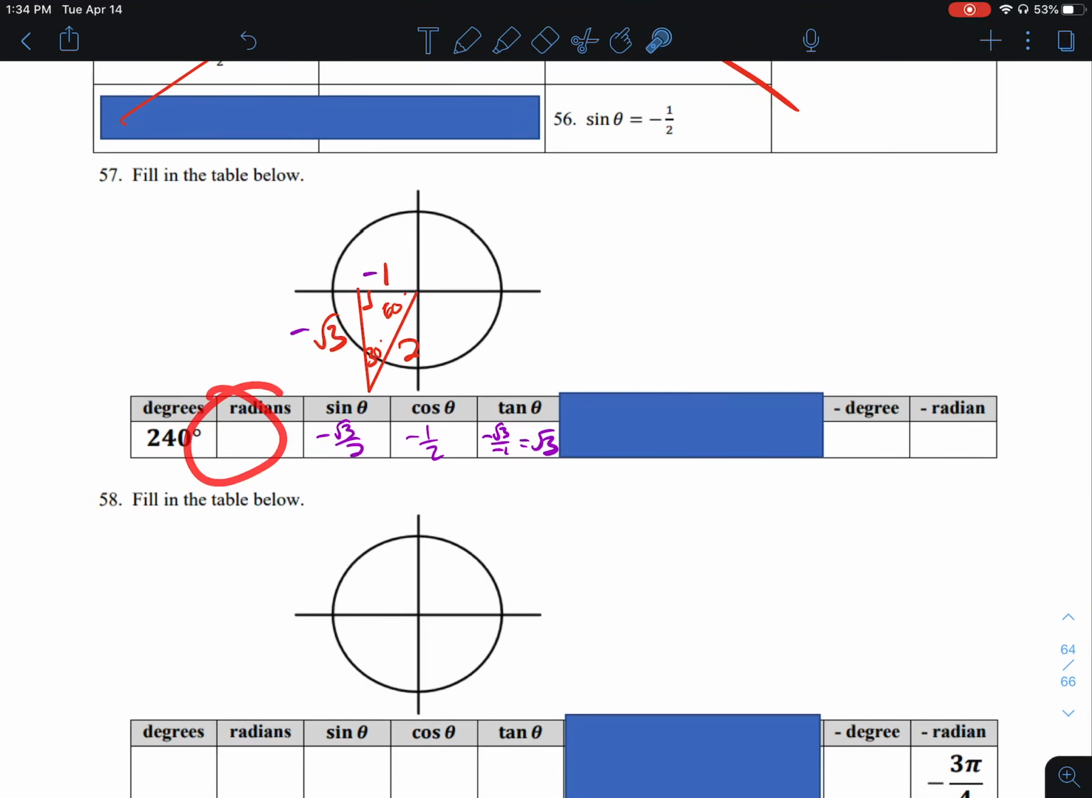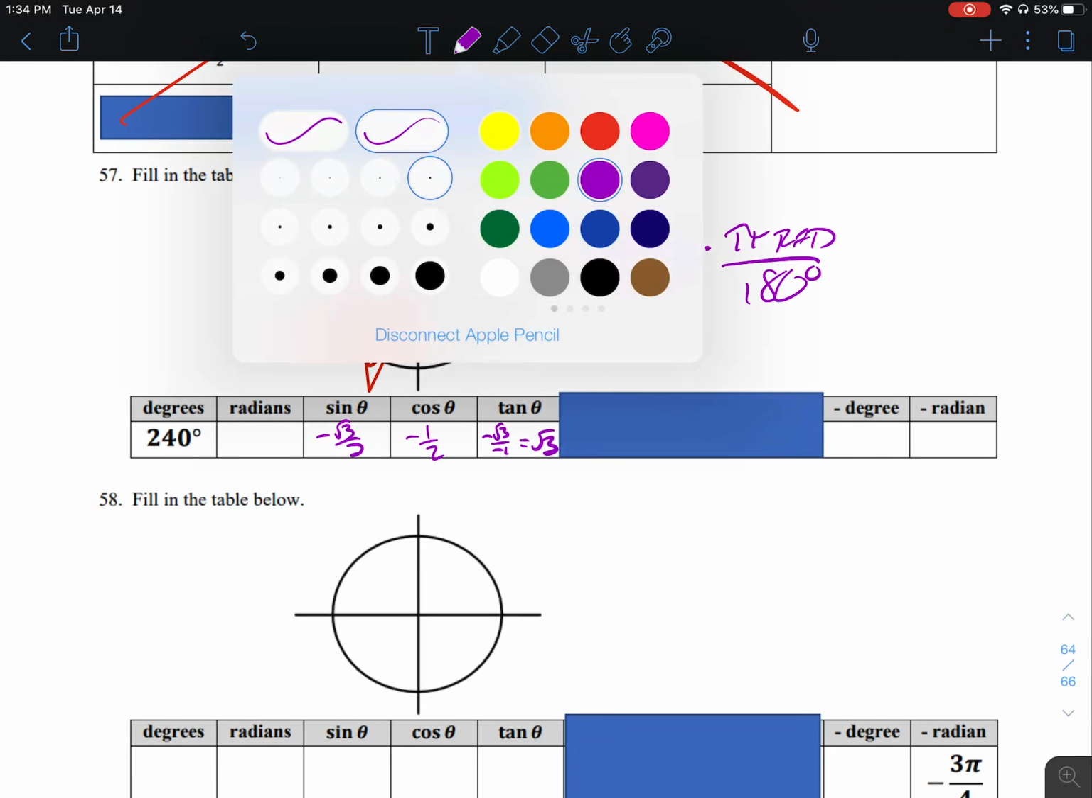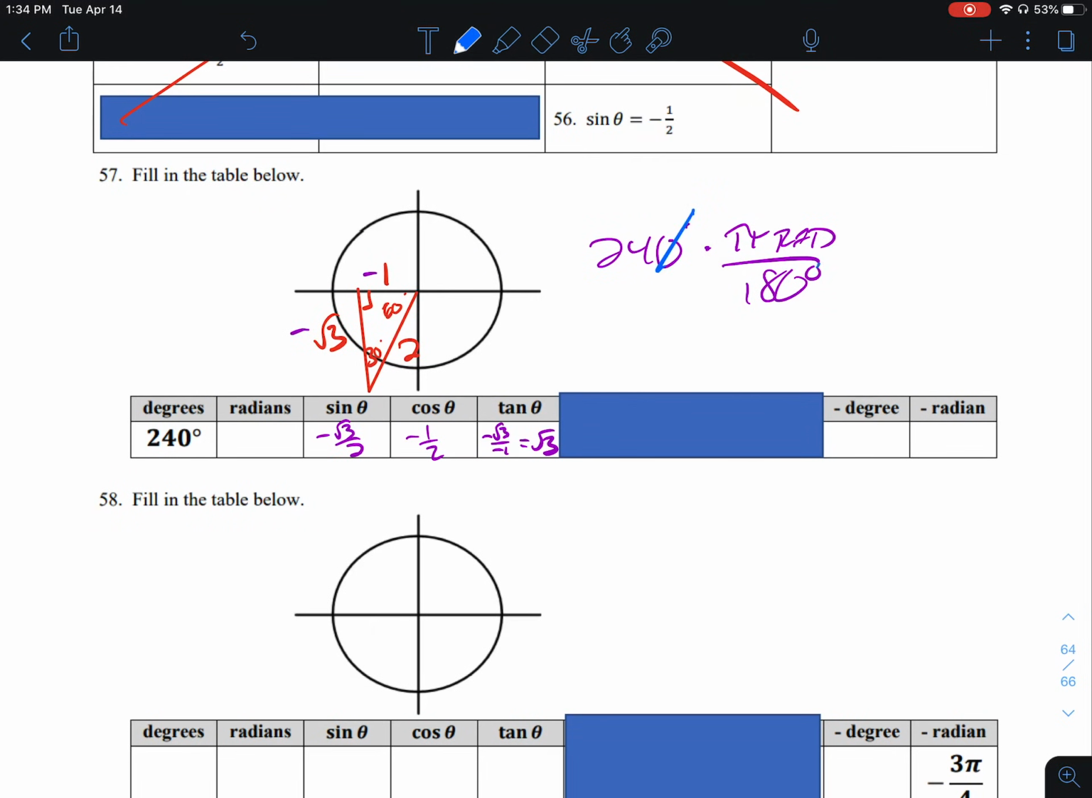I'm supposed to find a radian measure of this. So if we take 240 degrees and multiply it by pi radians over 180 degrees, the degrees cancel, and you can divide top and bottom by 10. You can divide 24 and 18 both by 6. You're going to get 4 on the top and 3 on the bottom. This is the same as 4/3 pi.